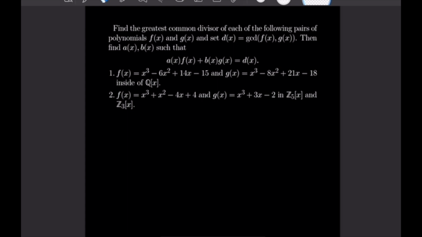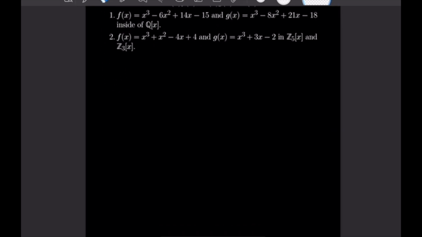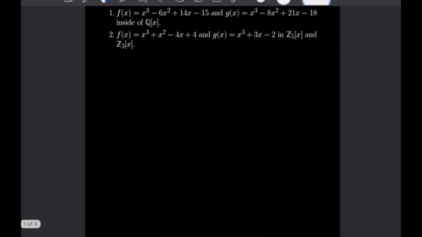So looking at this first example, we want to find the GCD of each of the following pairs of polynomials, and then write the GCD as a combination of those polynomials and some functions a of x and b of x. So let's go ahead and get started by looking at number one. Our two polynomials for number one are f of x equals x cubed minus 6x squared plus 14x minus 15, and g of x equals x cubed minus 8x squared plus 21x minus 18. So we're going to find the GCD and do the extended Euclidean algorithm in order to write the GCD as a combination at the same time.